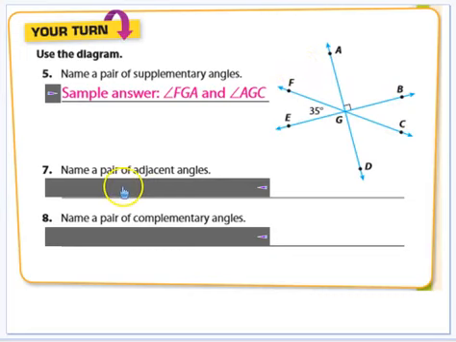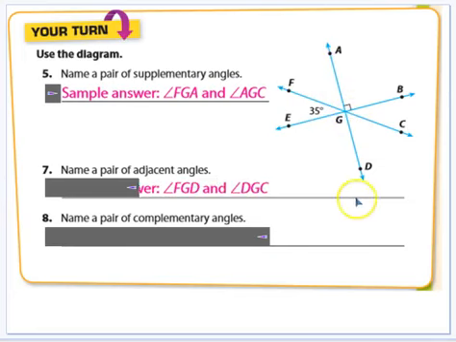Name a pair of adjacent angles. Adjacent angles share a vertex and one side, but they do not overlap. Okay, adjacent angles, I'm going to go with EGF, FGB. Same thing I did for the supplementary. Let's see if they did the same thing as they did for the supplementary. So let's see if it's FGA, AGC. Oh, they went a little differently. They went FGD, DGC. Okay, that's a different supplementary, and it's also FGD, DGC, and that's also adjacent angles.